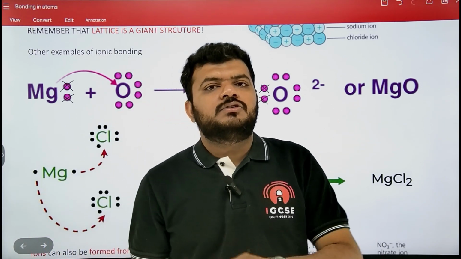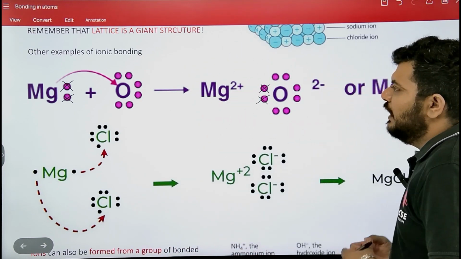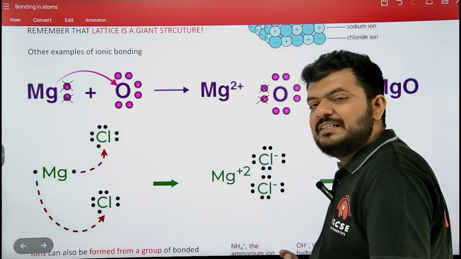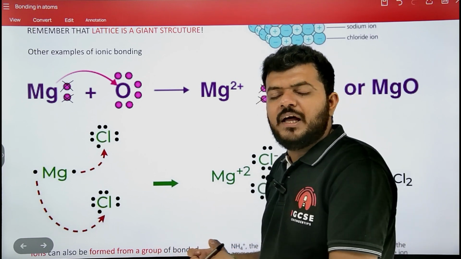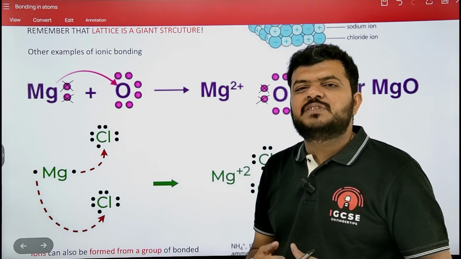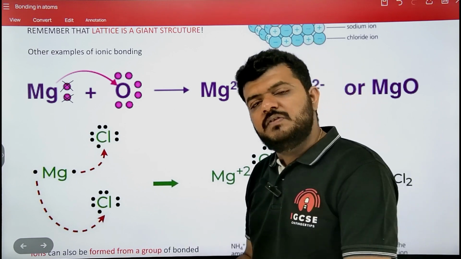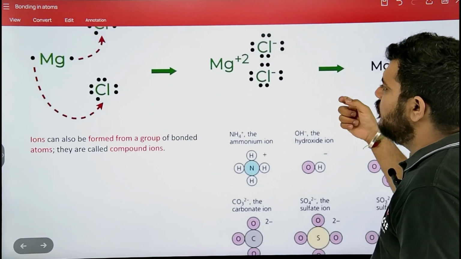Now we will also see how to write the formula of an ionic compound, because I must know what the formula will be. In the exam they will test and ask what the formula will be, and when you are starting with the syllabus, it becomes a little bit of a challenge to deduce what the formula will be. Once we understand this, we will look at how to write down the formula.